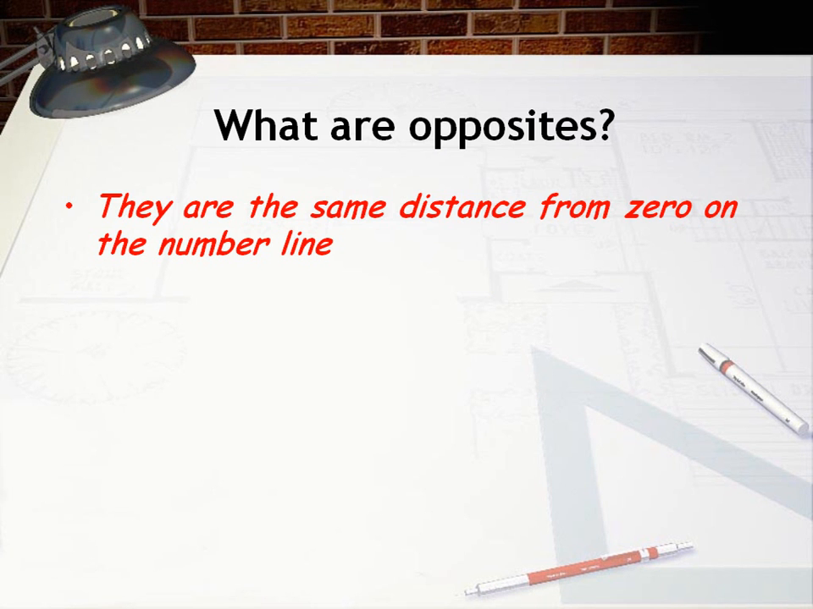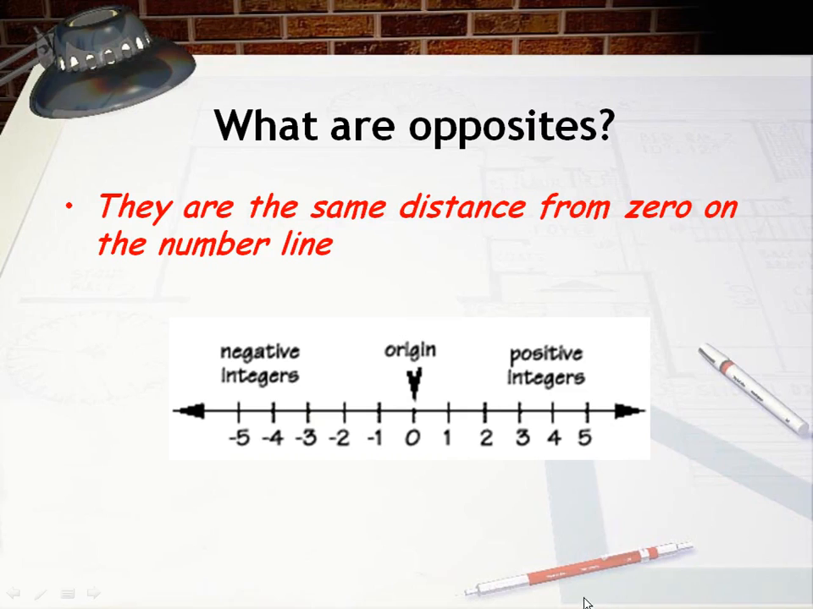So what are opposites? Opposites are numbers that are the same distance from zero on the number line. So for example, the numbers -1 and 1 are considered to be opposites. The numbers -2 and 2 are considered to be opposites. The numbers -3 and 3 are considered to be opposites, and so on. So those numbers are equal distance from the origin.